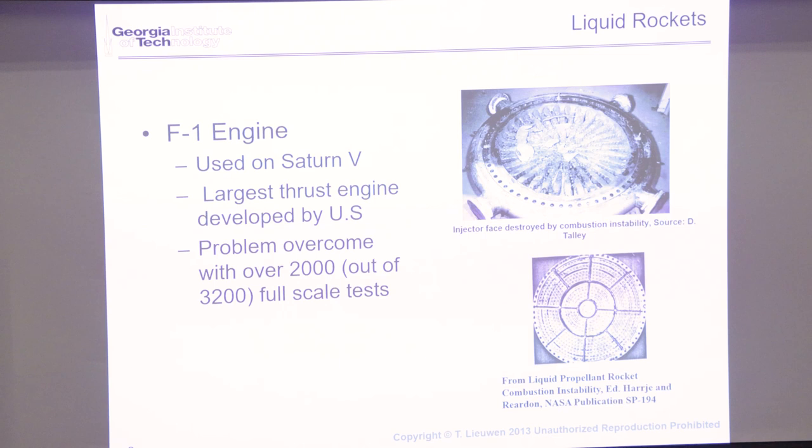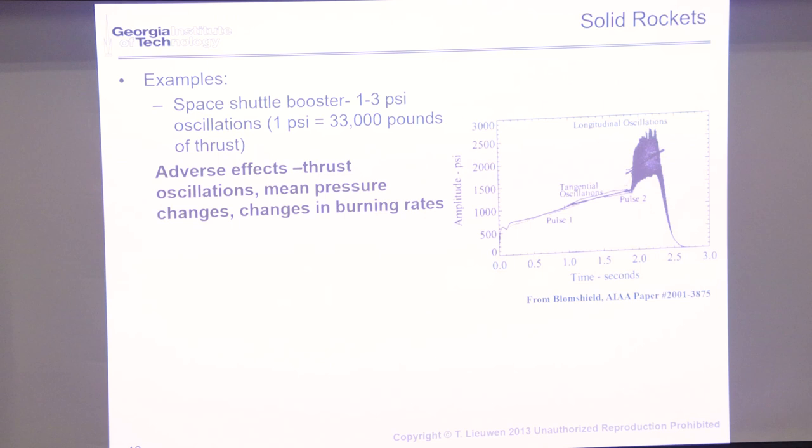You know, they did 3,200 full scale tests. These are big, expensive tests. And 2,000 of them were essentially trial and error, trying to deal with these combustion instabilities. And you just get these enormous oscillations.